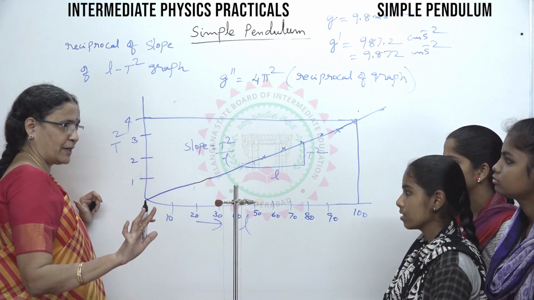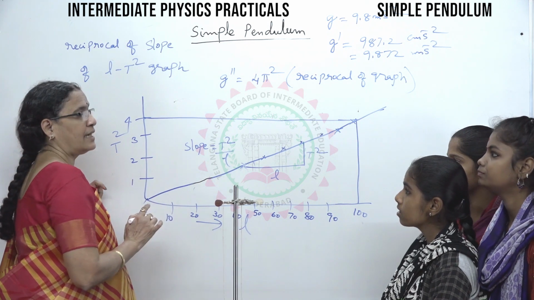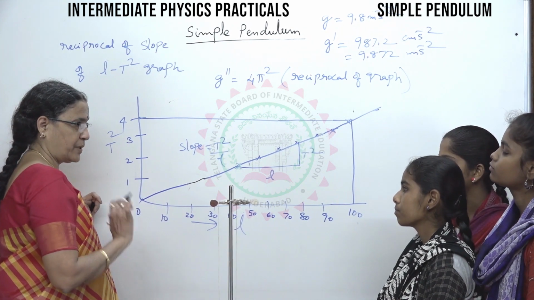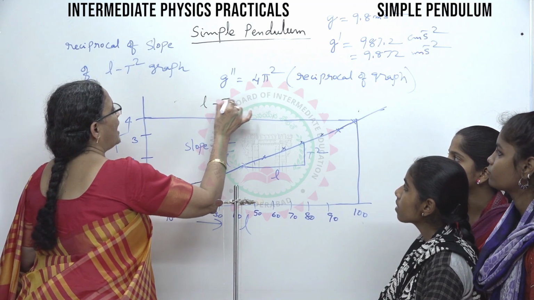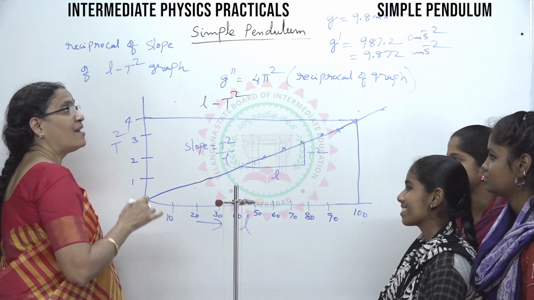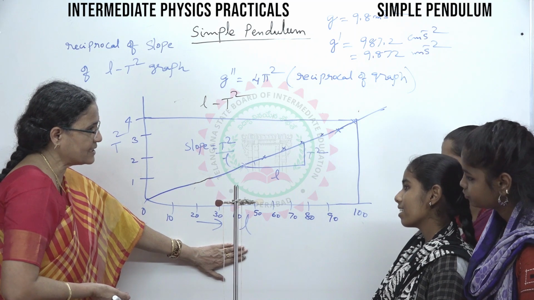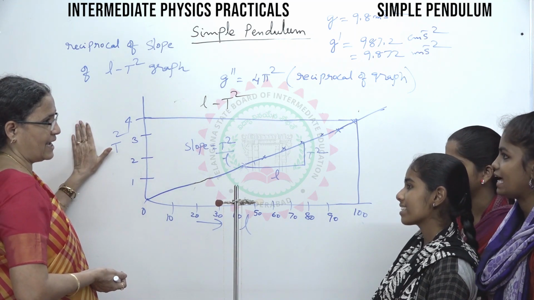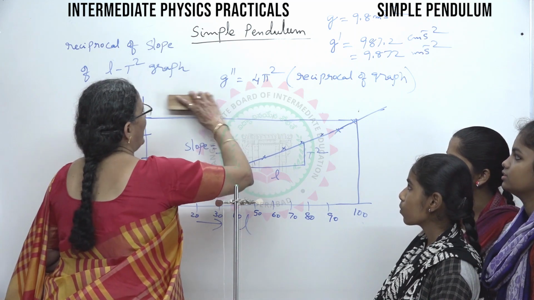One step is over. Then you will be asked, calculate the length of the seconds pendulum from the L-T square graph. Don't read it as L minus T square. You have drawn the graph taking L on the x-axis and T square on the y-axis. So don't read it like that. It is L versus T square.